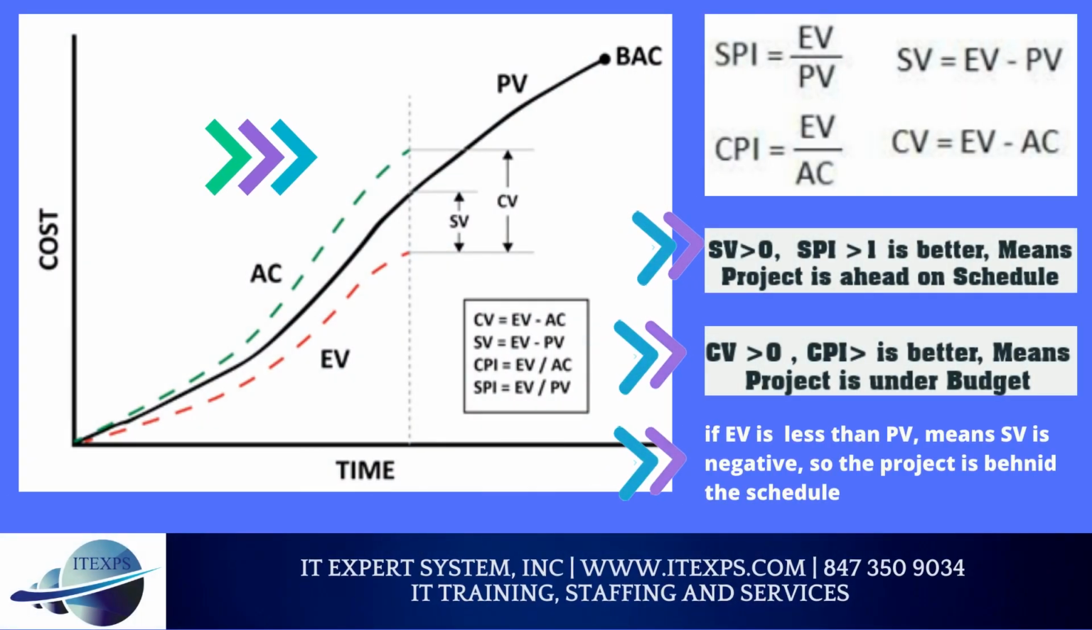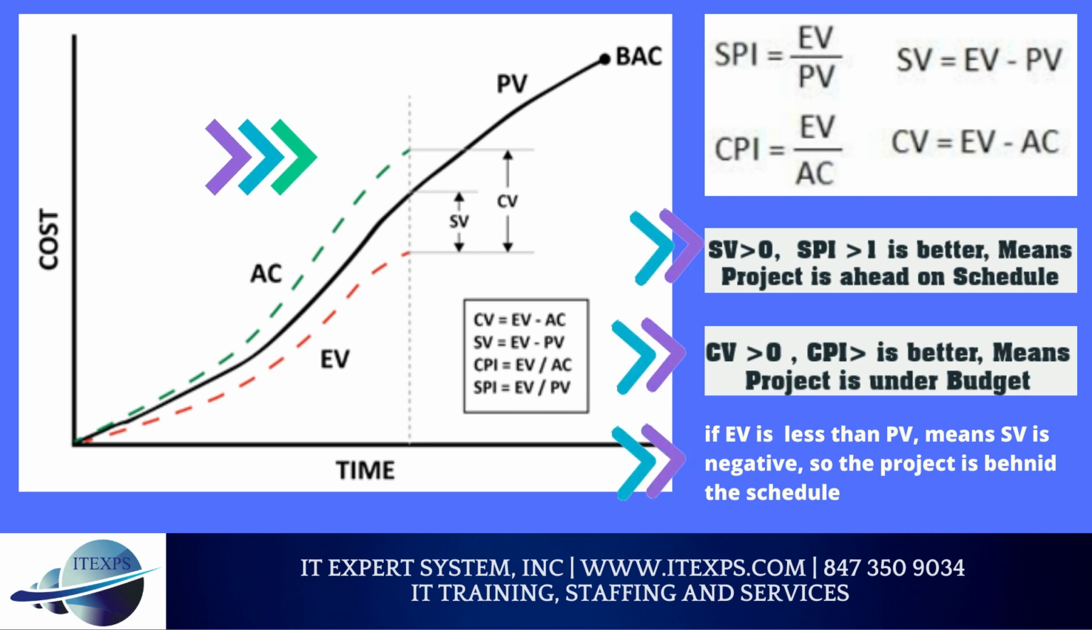How to measure the project progress? Calculate schedule variance. Formula: SV equals EV minus PV. SV, schedule variance. EV, earned value. PV, planned value. If schedule variance, SV, is greater than 0, then project is ahead in the schedule, means project will finish earlier than plan end date.